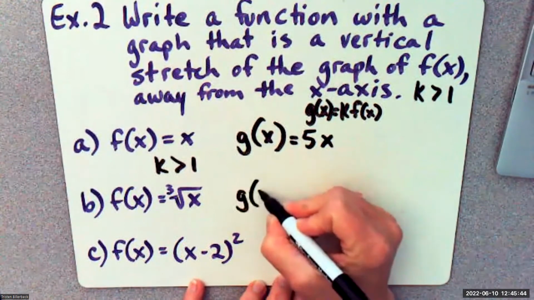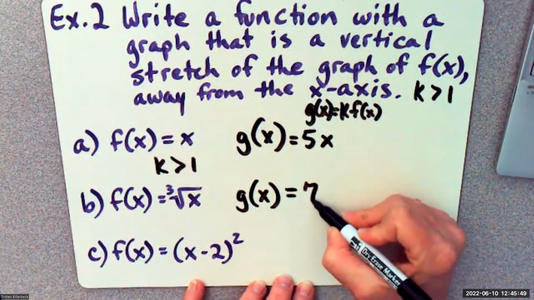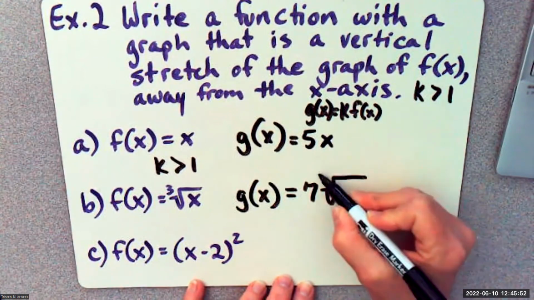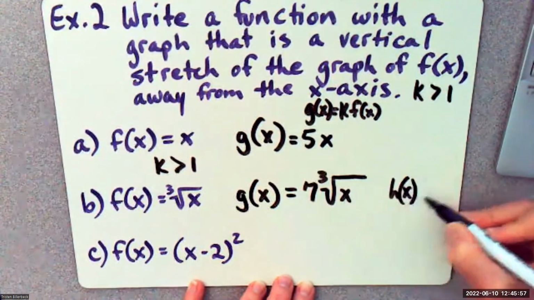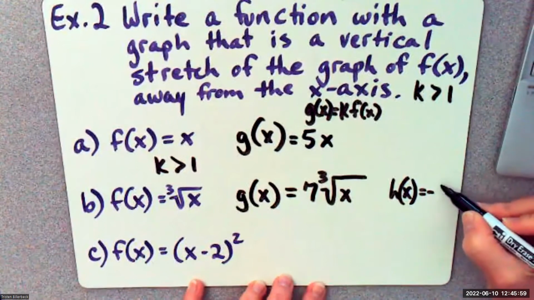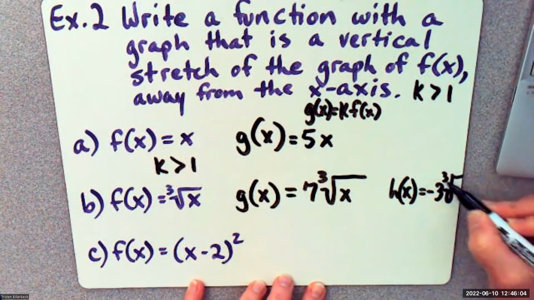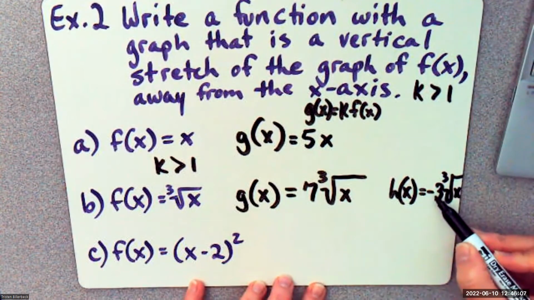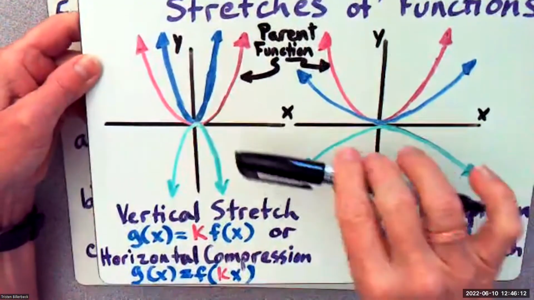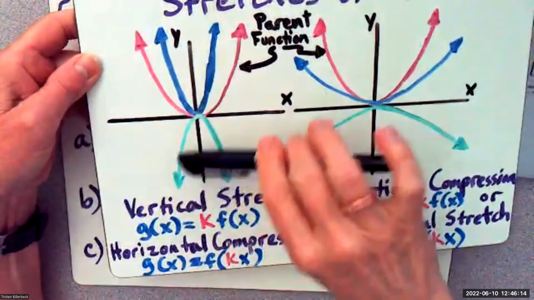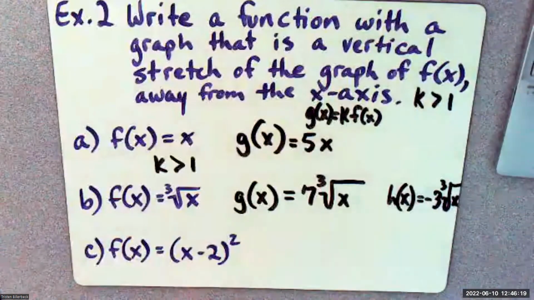In this case, I would write, let's go with 7 times the cube root of x. I could also write something like this, h of x equals negative 3 cube root of x, because the negative 3, as we saw, even if it is a reflection right here, it's still a vertical stretch when it moves away from the x-axis.